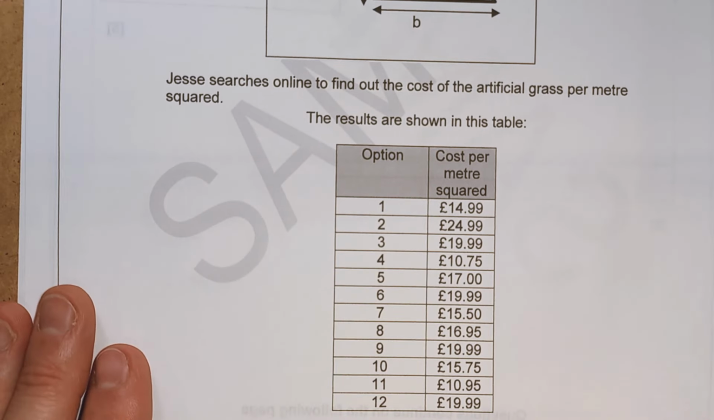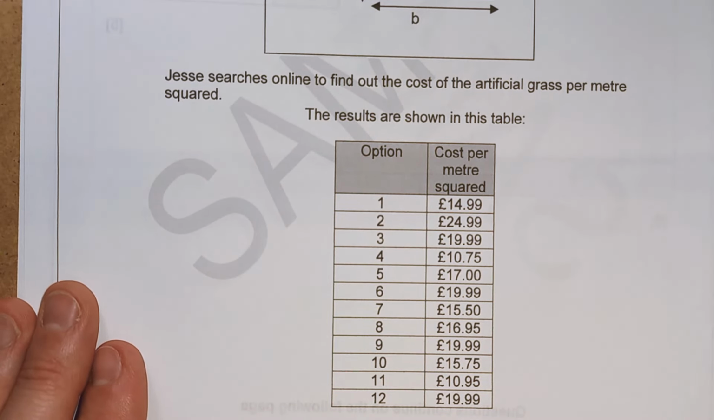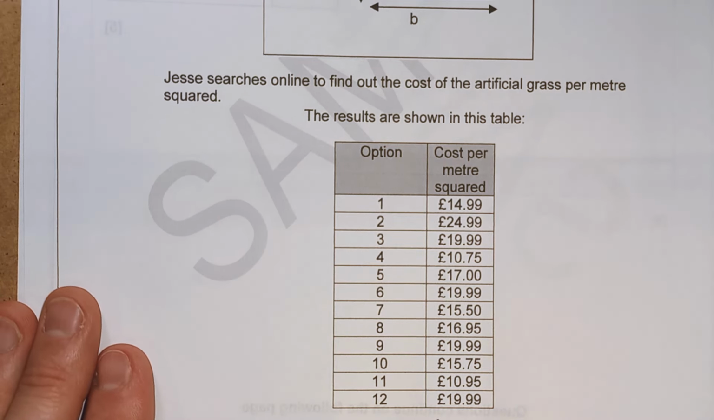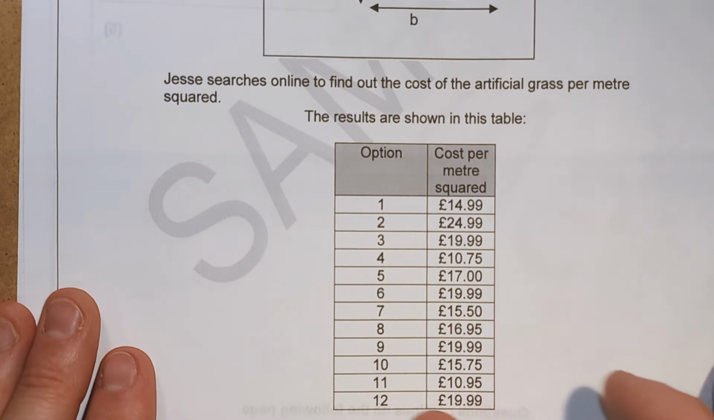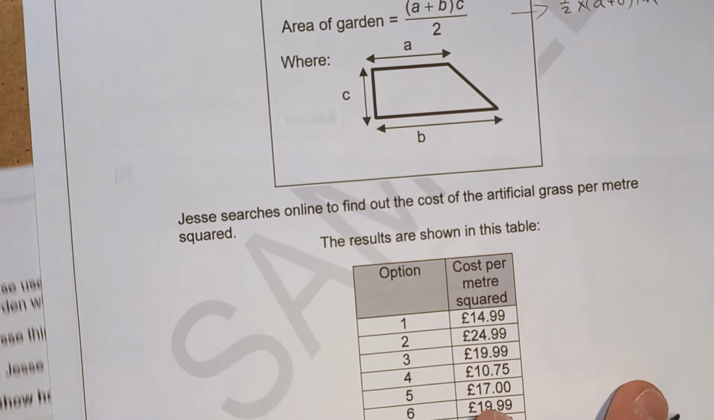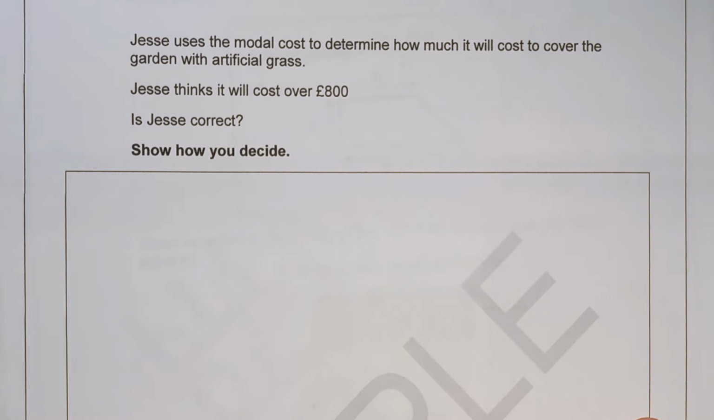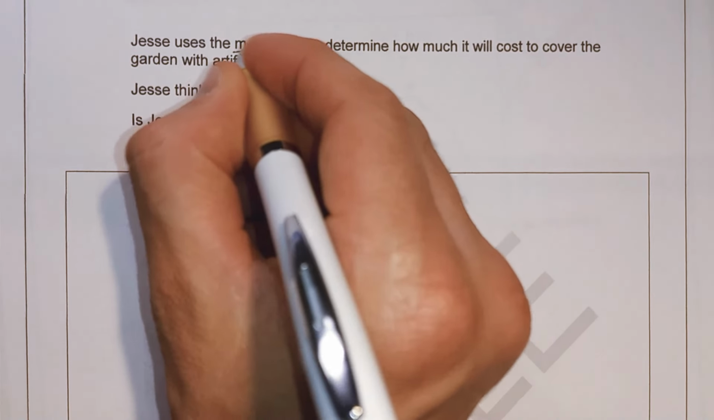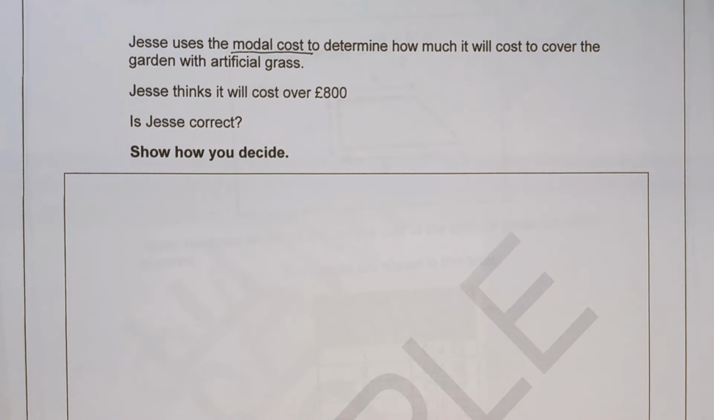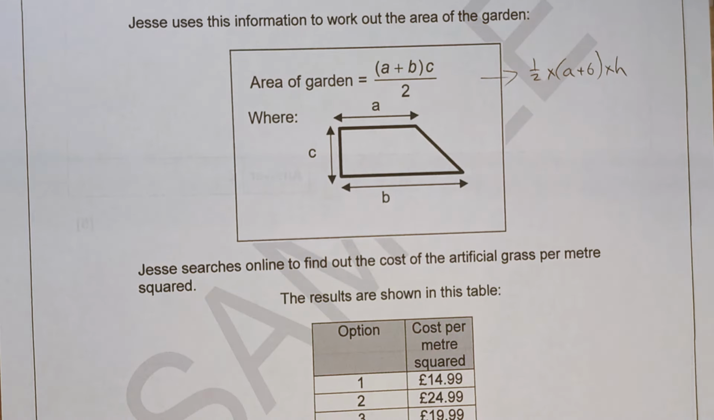And it says, Jessie searches online to find out the cost of the artificial grass per metre. The results are shown in this table. Okay, so we've got loads of different options, lots of different prices. Let's see what we get on the next page. Okay, Jessie uses the modal cost to determine how much it will cost to cover the garden with artificial grass. Jessie thinks it will cost over £800. Is Jessie correct?